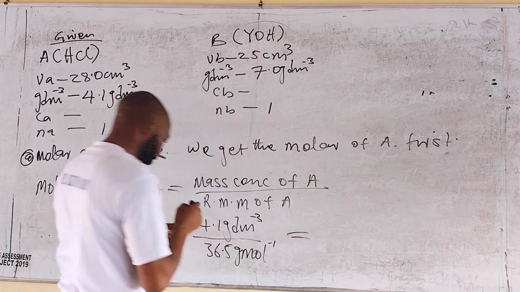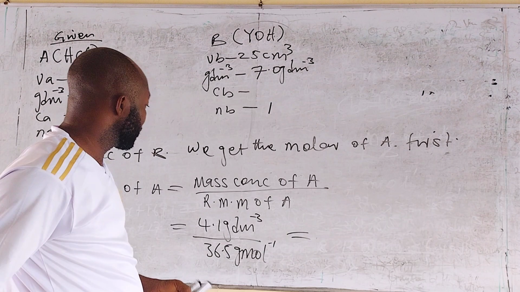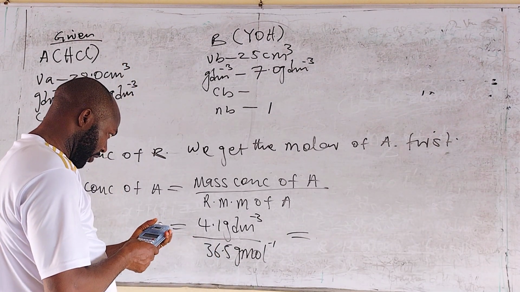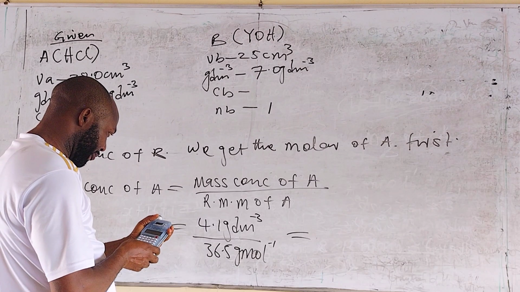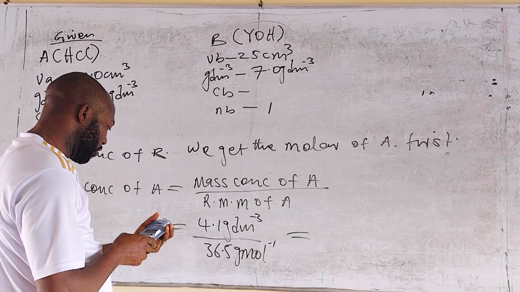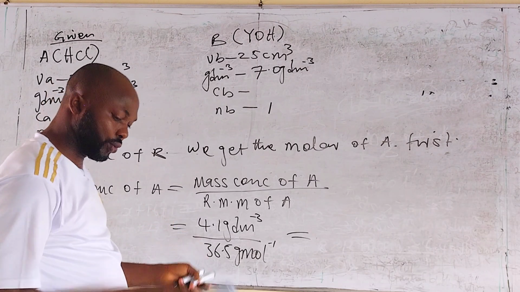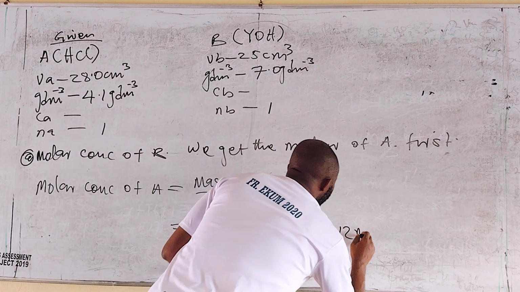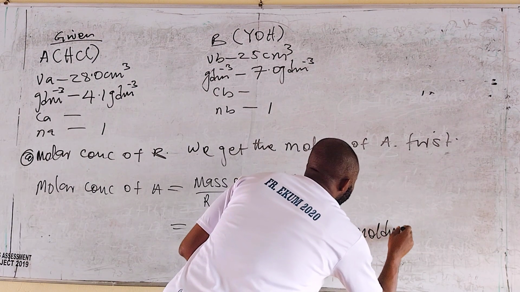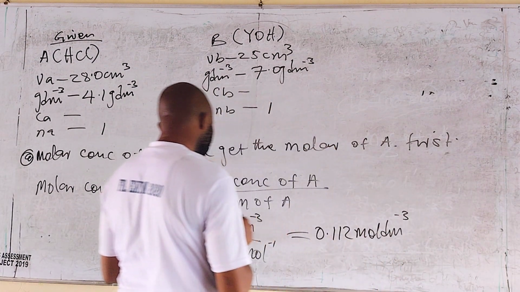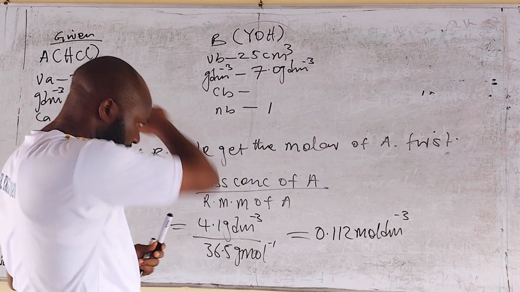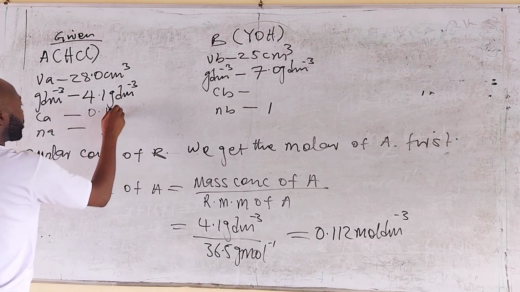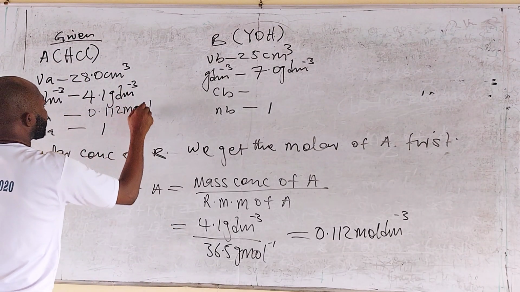So this is equal to 4.1 divided by 36.5, which is 0.112, so 0.112 mole per dm³. So that is our Ca, 0.112 mole per dm³.